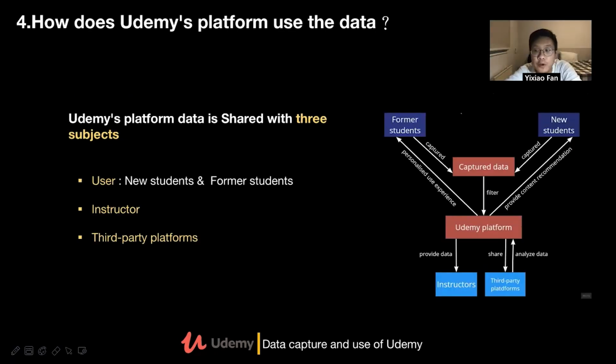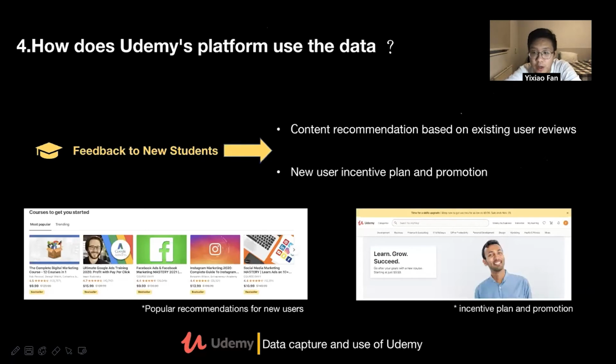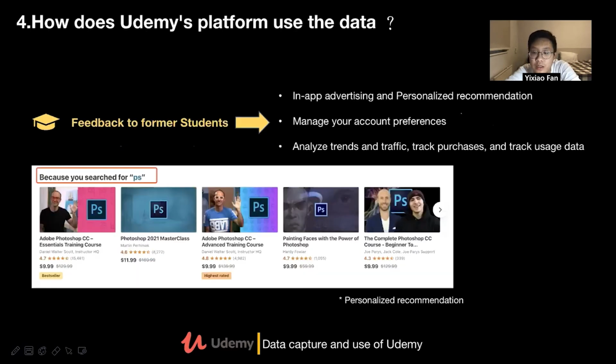The first part focuses on how Udemy uses the data it has captured. As Yuxin said, there are 3 subjects. For new students, Udemy will provide content recommendations based on existing user reviews. The left picture is the new user interface, and the right picture shows the new user incentive plan and promotion. For old students, Udemy gives personalized recommendations based on your previous search and study records. And the tracking usage data will provide some information on users' learning situation.